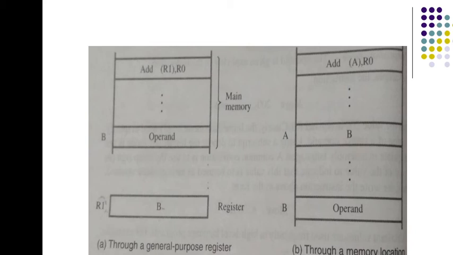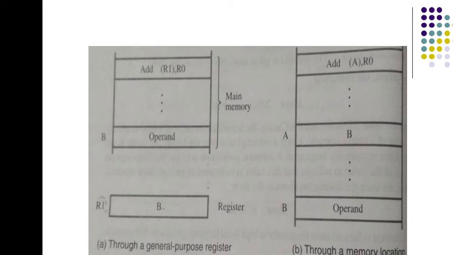What is R1? Go to R1. In R1 we have b. b is the location of the operand. So go to b, and in that we find the operand. That is how I get the value of the operand in this figure.